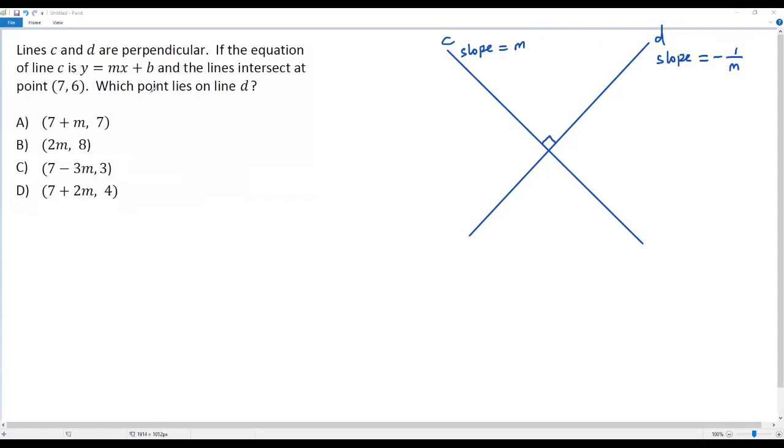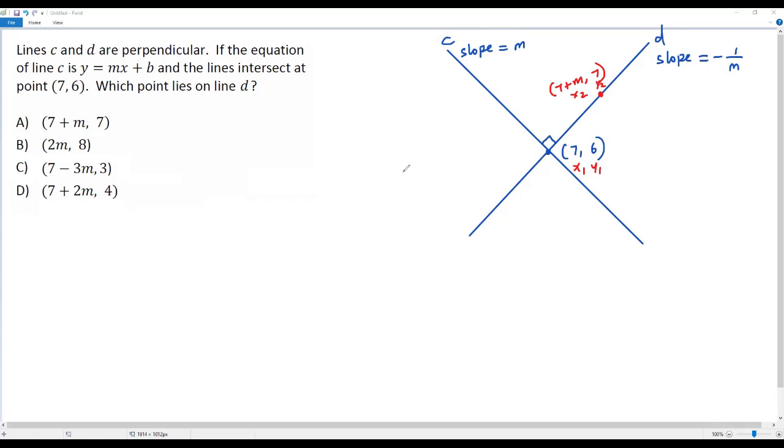And let's consider this information. The lines intersect at (7, 6). So here we have the point of intersection, that is (7, 6). Now in the given answer choices, we have to get the point which lies on line D. Okay, now let me check whether we can have this point on line D. Let me take this point on line D over here, that is (7 + m, 7). Let me take this as x1, y1 and this as x2, y2. Here we have 2 points on line D.